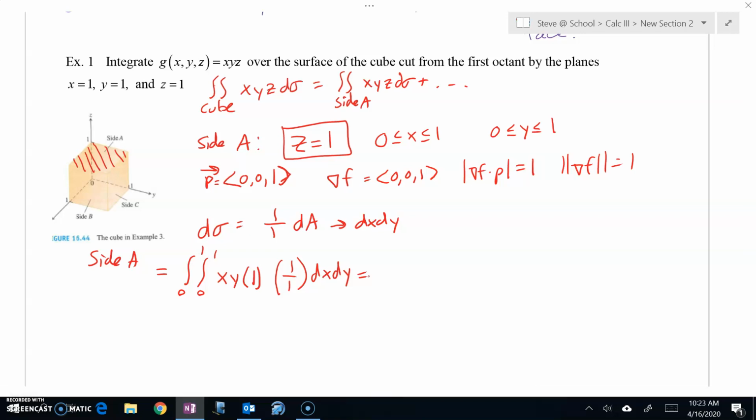So we integrate this. I'm going to do x first. I get x squared over 2 times y, evaluated from 0 to 1, which is 1/2, and there should be a dy, so it's 1/2 times the integral from 0 to 1 of y dy, which is 1/4. That'll just become 1/4.